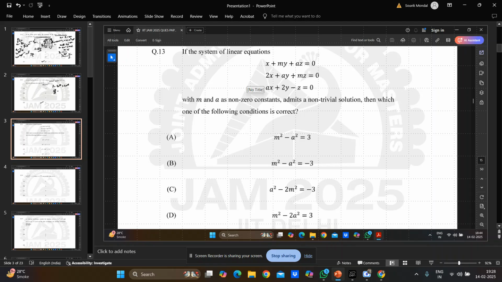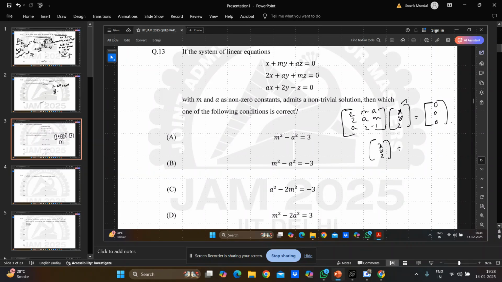Okay, so this is another problem that you have a solution. You have a matrix with rows 1, m, a; 2, a, m; and a, 2, minus 1, and you have some x, y, z. We want to calculate the value of x, y, z, and it is 0, 0, 0. Okay, so what is your x, y, z?